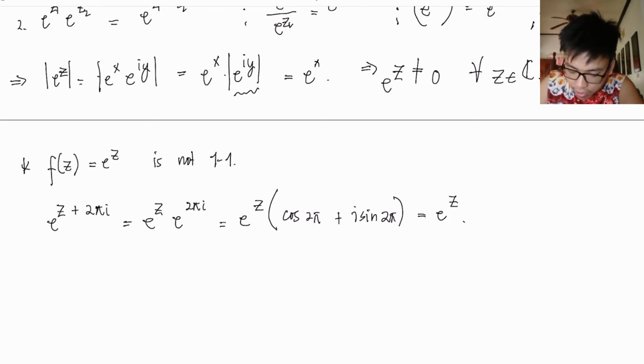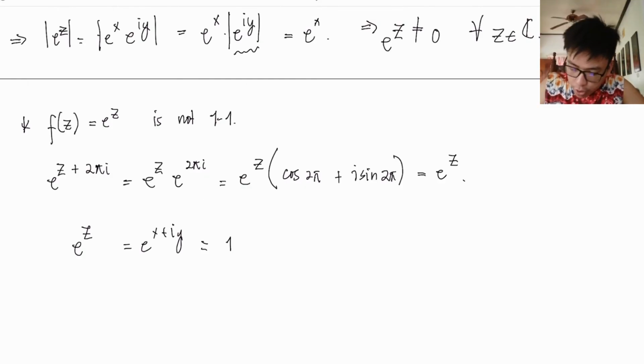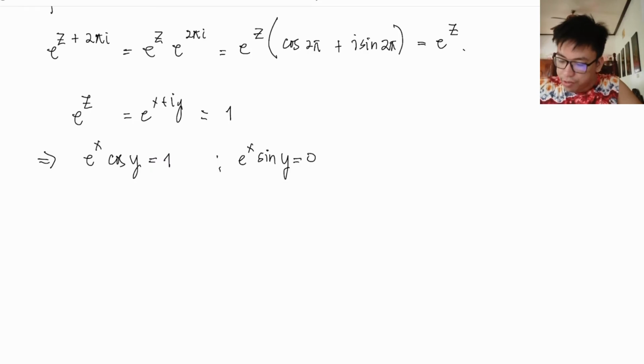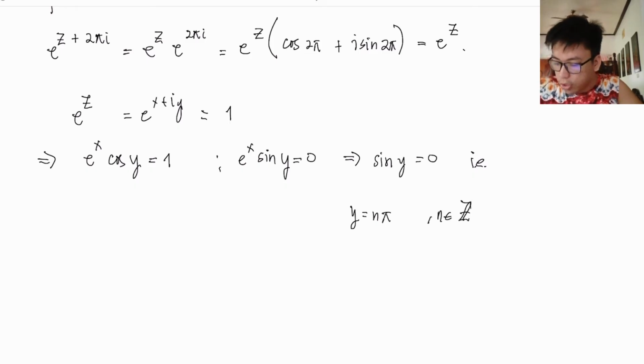Now next, suppose that e^z = e^x times e^(iy) equals 1. This means to say that e^x cos y equals 1, and e^x sin y is equal to 0. Now since e^x is not 0, we are forced to conclude that sin y is 0. That is, y is equal to nπ, where n can be any integer.